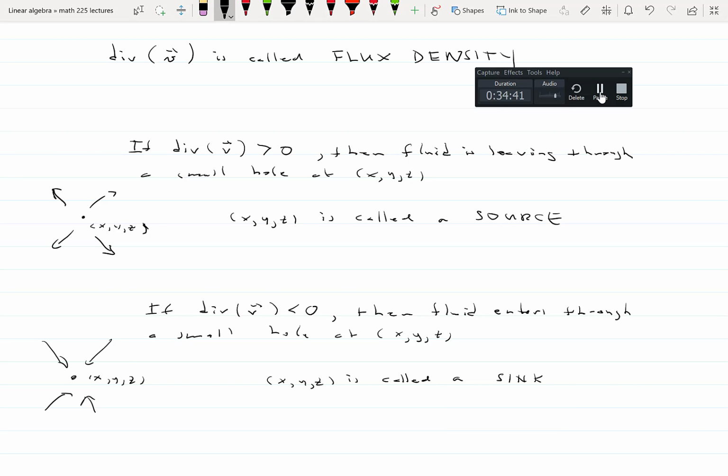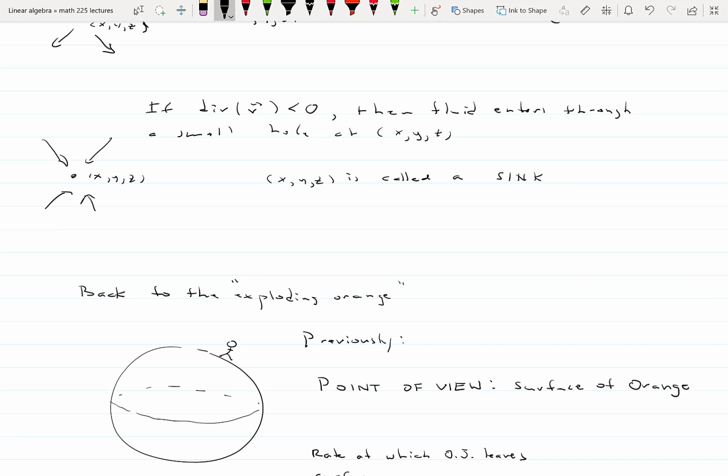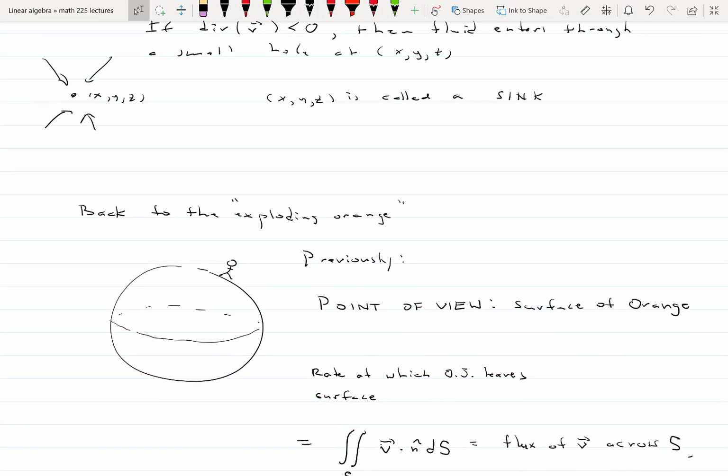So let's return to the exploding orange problem. This is a very, very important problem for us. And again, remember, this is my problem. I invented the problem for a talk I gave to the math department to explain the divergence theorem. So I don't think you'll find this anywhere else. Okay, so back to the exploding orange problem.